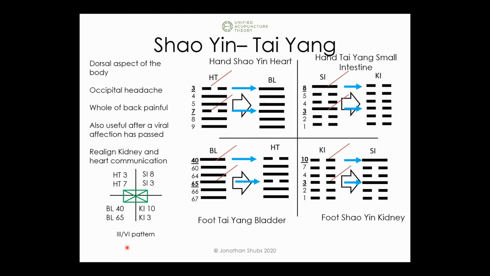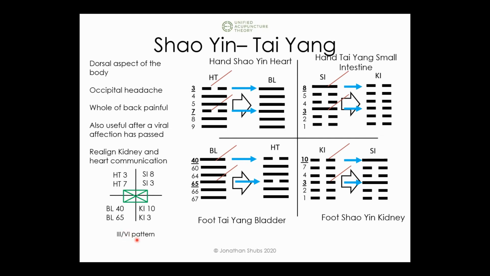The pattern that comes out after doing the interactions is what we call a 3-6 pattern. It's similar to what we saw with the Tai Yin Yang Ming, where it's going to be the third point: heart 7, small intestine 3, kidney 3, and bladder 65. When we say third point, we're going from distal to proximal. The most distal point is the first point, the second most distal is the second point, and the third most distal is the third point. So that would be these 3 points: heart 7, small intestine 3, kidney 3, and bladder 65. That's what the 3 represents.